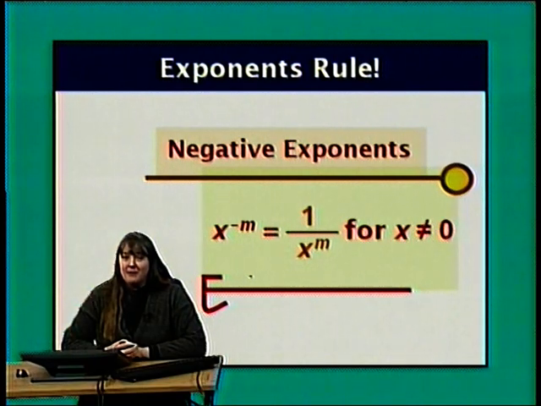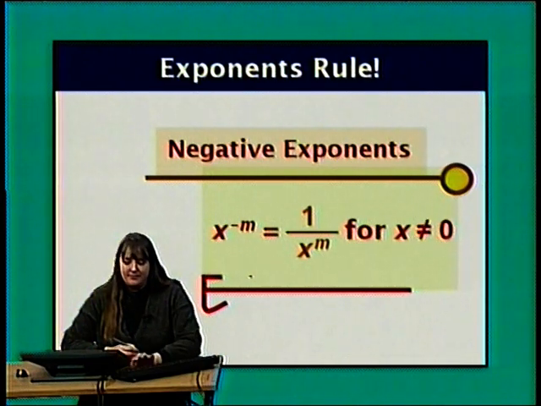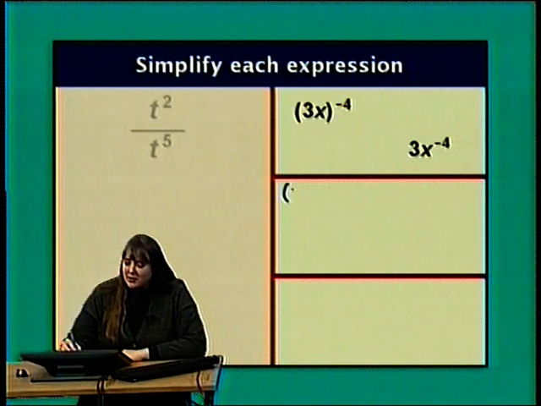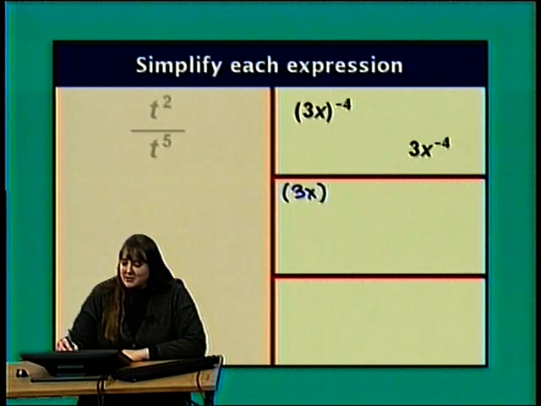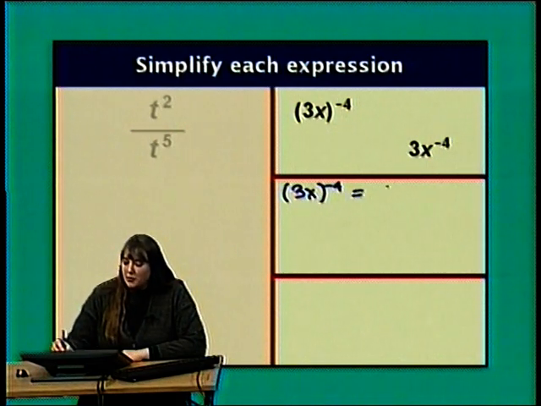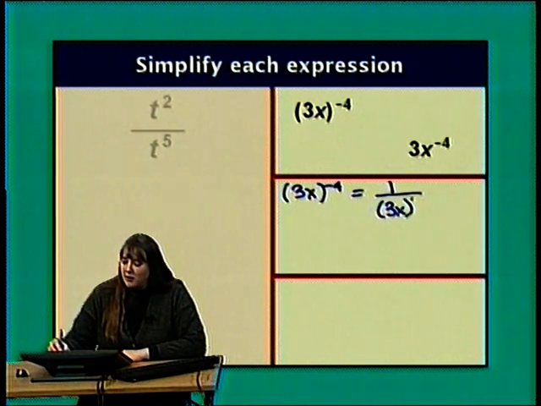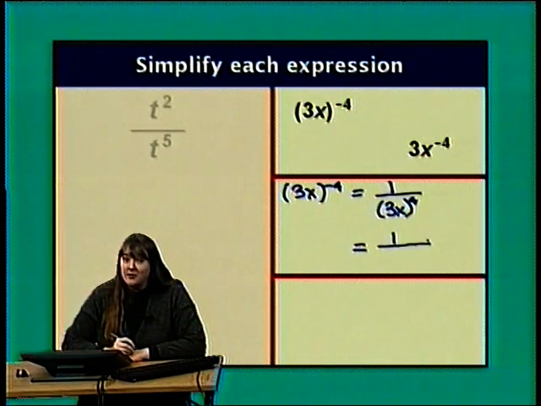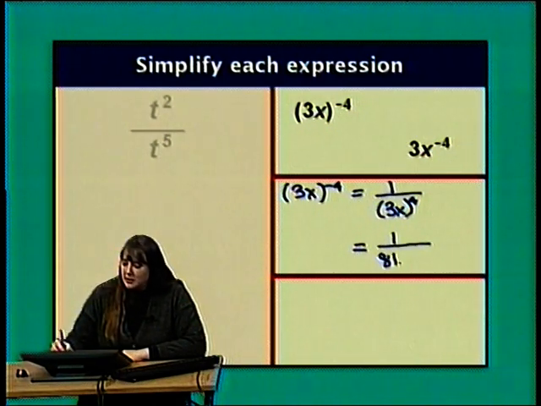Another definition that we have is for negative exponents. x to the negative m equals 1 over x to the m, for x not equal to 0. Let's look at some examples. What if I have the quantity 3x raised to the power negative 4? Well, this should be the same as 1 over 3x raised to the power positive 4. That's 1 over 3 to the 4th, which is 81, x to the 4th.